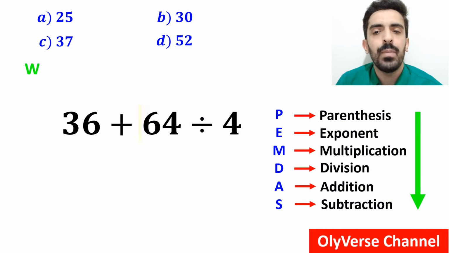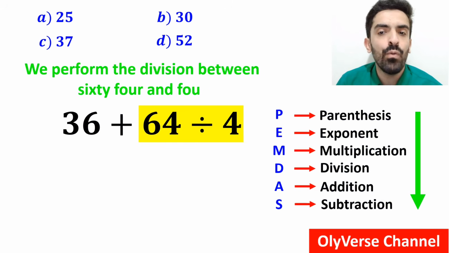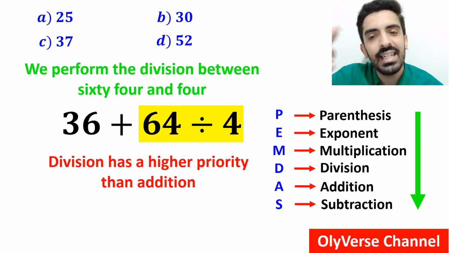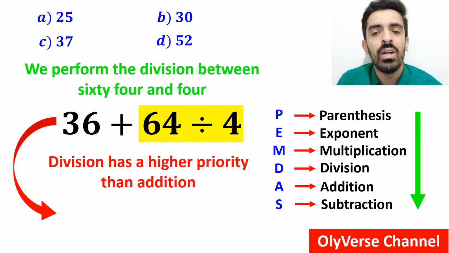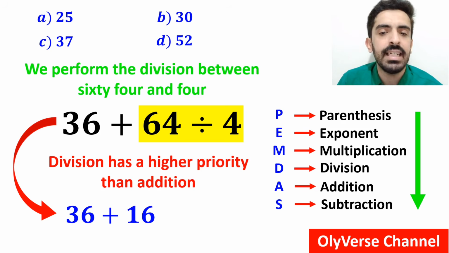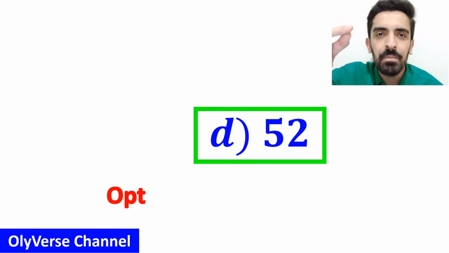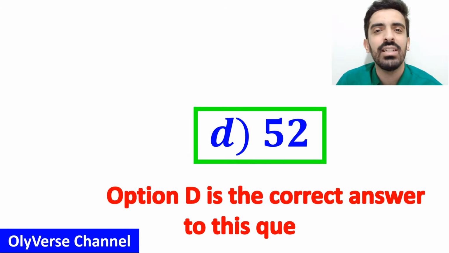And the final step, we perform the division between 64 and 4, because division has a higher priority than addition. So, this expression simplifies to 36 plus 16, which finally gives us the answer 52. Therefore, option D is the correct answer to this question.